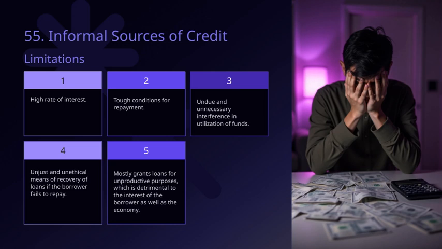One major issue is undue and unnecessary interference in how funds are utilized. This can really hinder borrowers from using the money as they see fit, which can disrupt their plans and growth. Another significant point is that many loans or grants are often given for unproductive purposes. This not only harms the borrower's interests, but can also be detrimental to the overall economy, as resources are not used efficiently. Moreover, the recovery of loans can sometimes involve unjust and unethical methods if the borrower fails to repay.